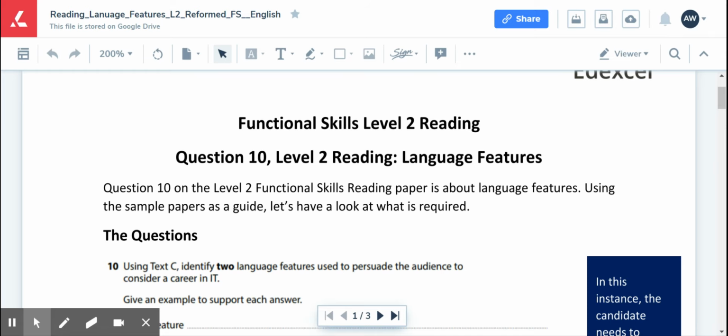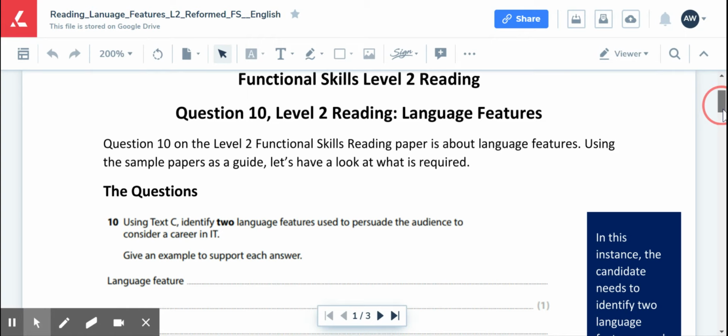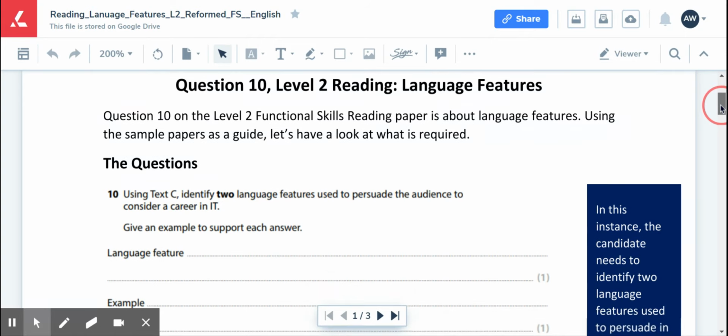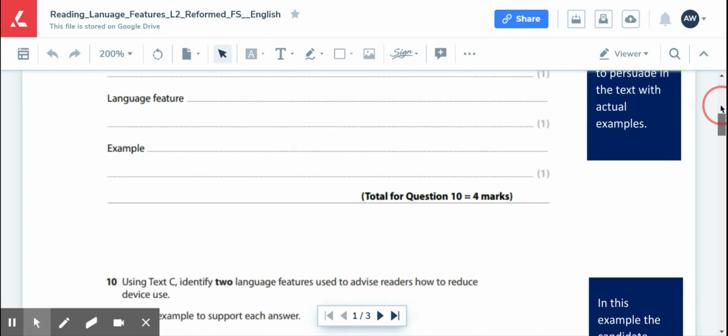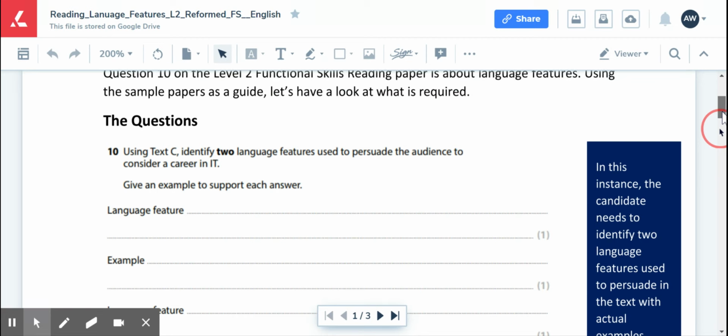This is Andrew. I'm going to take you through the language features question on the Level 2 reading exam paper. Now, it's an important question. It carries 4 marks, and it's important that you know exactly what's required.